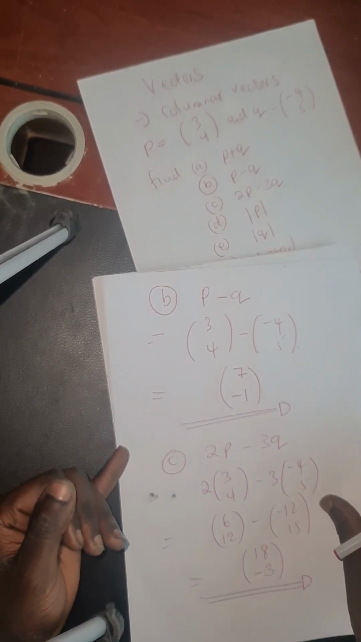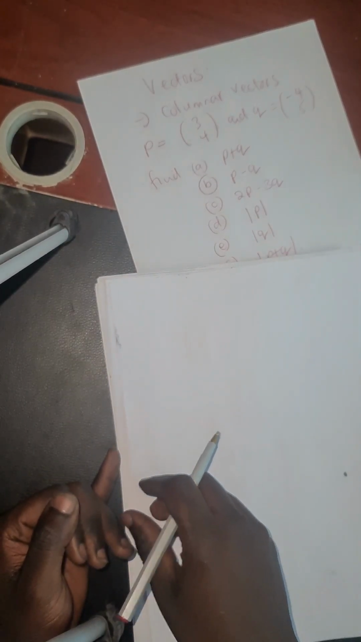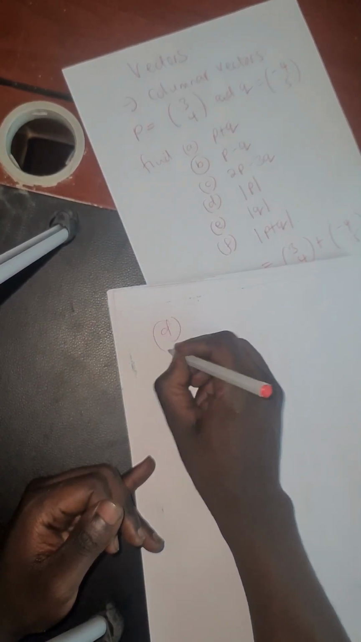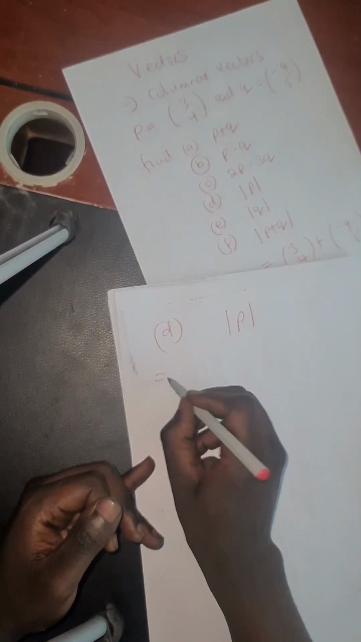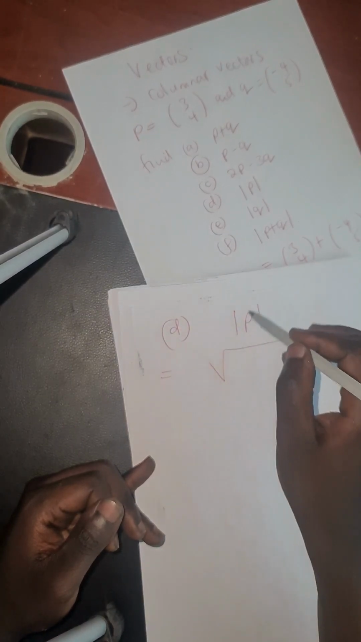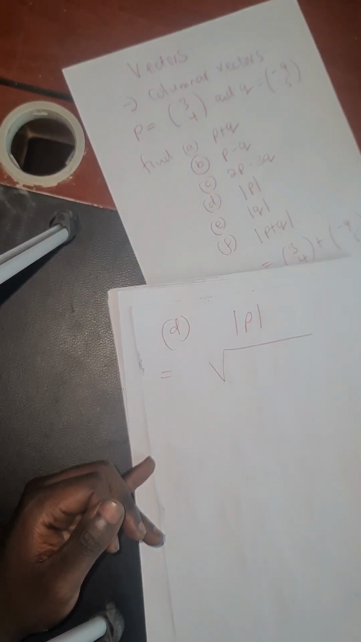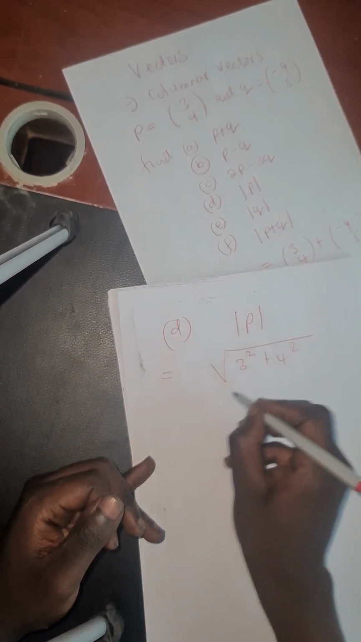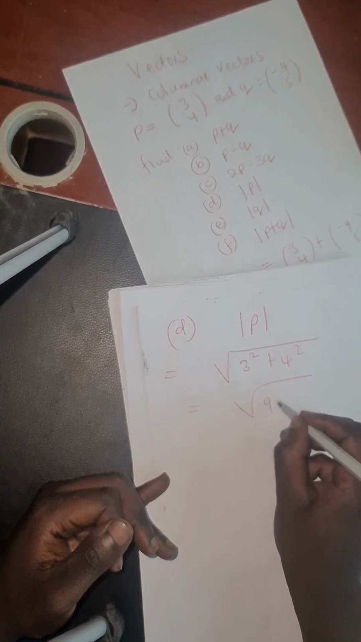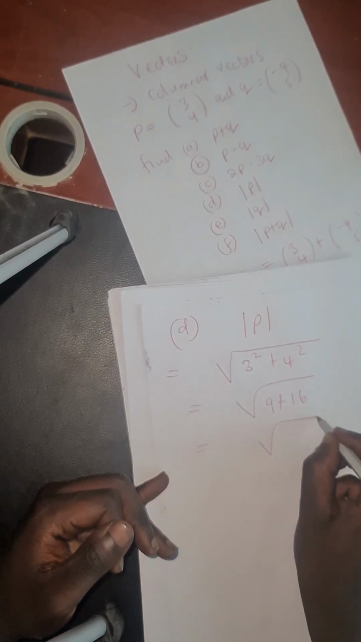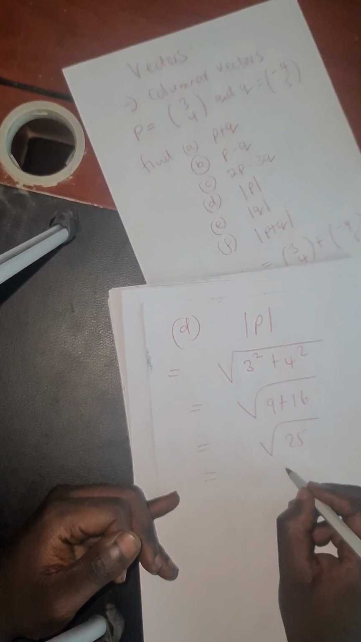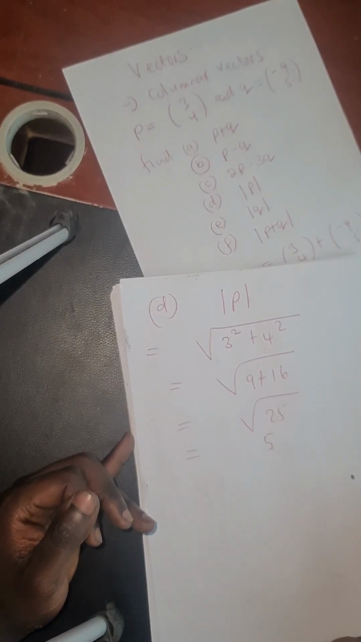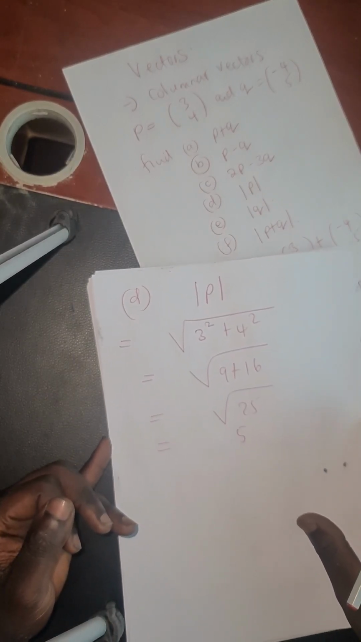Okay, I'm sure you guys are following. Let's go to the next page. Now we want to work D, that is modulus of P, right? Modulus of P is just a magnitude, or in vectors it's sort of like the distance. So we say 3 squared plus 4 squared, then 9 plus 16, that's going to be 25. So the square root of 25 is 5. We will get that as our final answer, right?